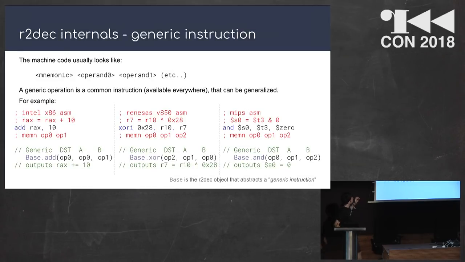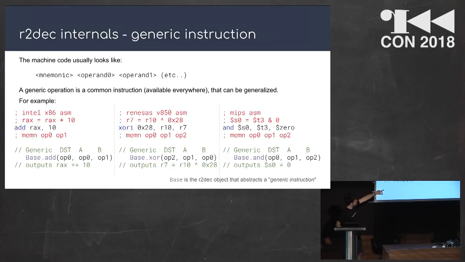How it works: for a generic instruction, you usually have a mnemonic, an operand 1, operand 2, whatever. For example, for x86, you have add rux, 10, which means that you have rux as destination and source, and you add 10. How it's then written in the code, you have base, add, and operand 0, operand 1, where operand 0 is rux and operand 1 is 10.